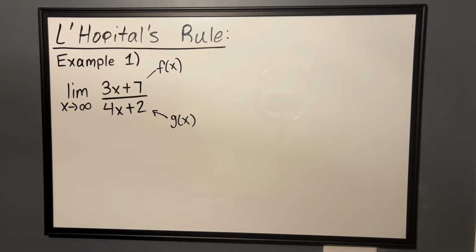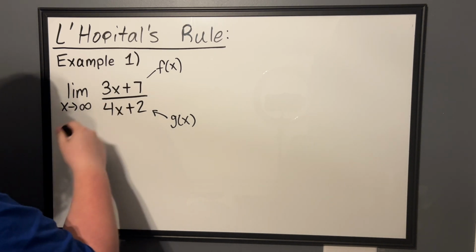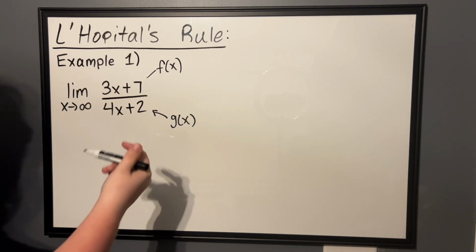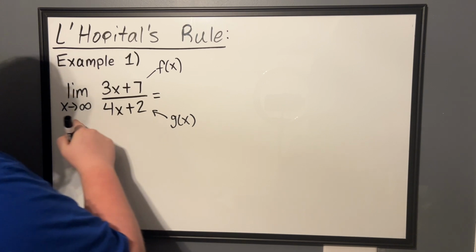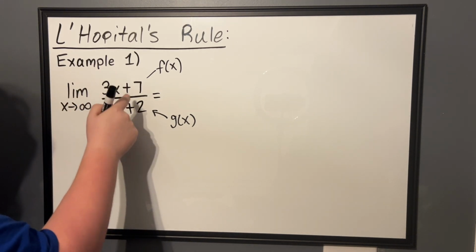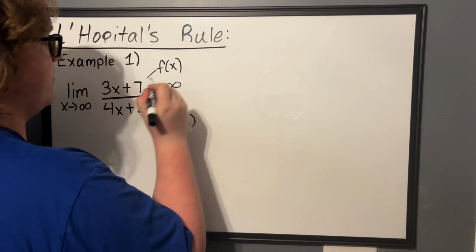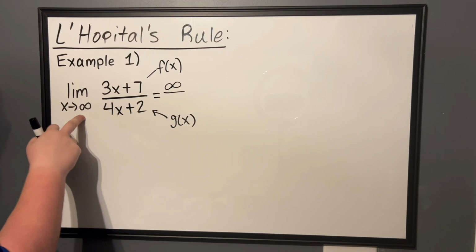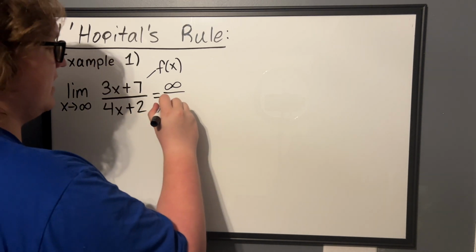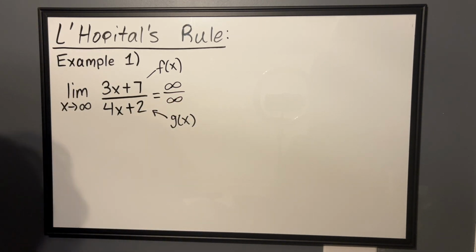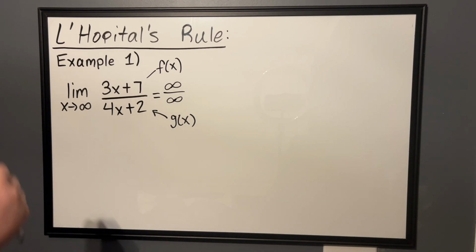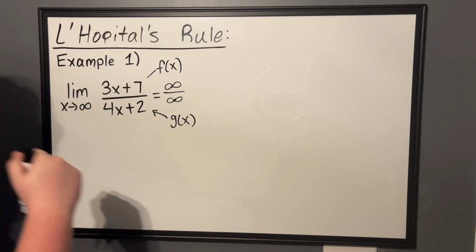But the nice thing about L'Hopital's rule is that we want to see what this gives us if we just plug in infinity, right? So if we plug in infinity, we're going to get 3 times infinity plus 7, which of course is still just going to be infinity. And then the bottom is 4 times infinity plus 2, which again is infinity. Now remember, infinity over infinity doesn't tell us anything. This is indeterminate. So because it's an indeterminate form, we're able to use L'Hopital's rule.